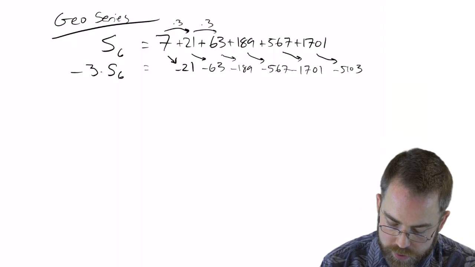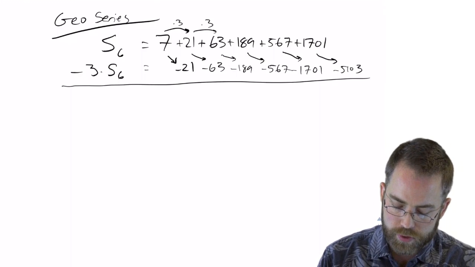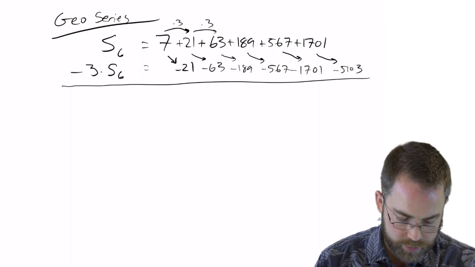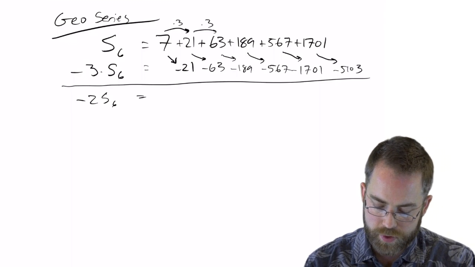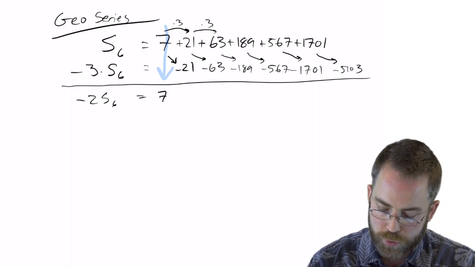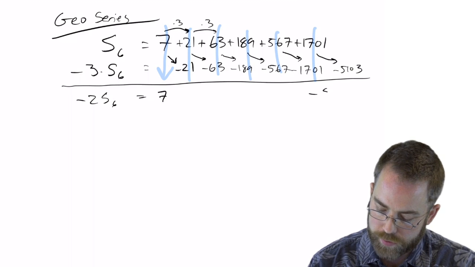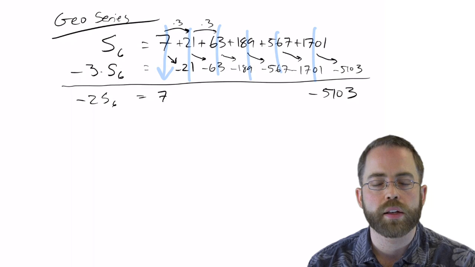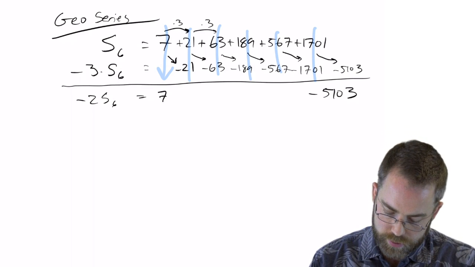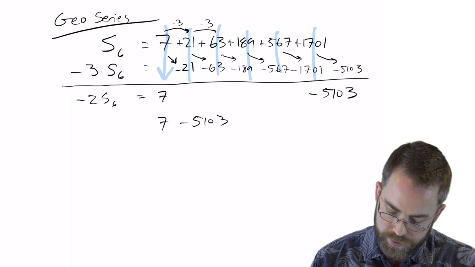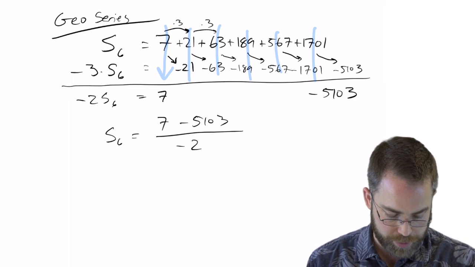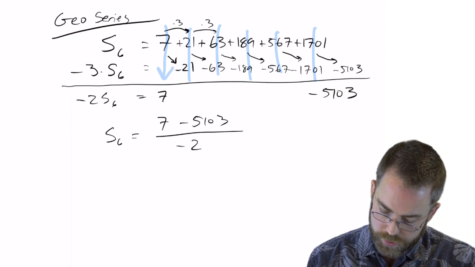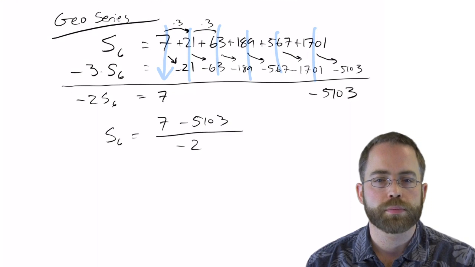So if we add these down, what's going to happen? Well, on the left, S plus minus 3S is negative 2S. And then here, there was nothing for the 7 to get together with, so the 7 just drops down. But the rest of these all cancel, cancel, cancel, cancel. And I'm left with only negative 5103 there at the end. So 7 minus 5103 divided by negative 2 will get me the sum of those numbers. So this is maybe even better to do by hand, because it lets you skip all that other hard math and just have one easy problem.